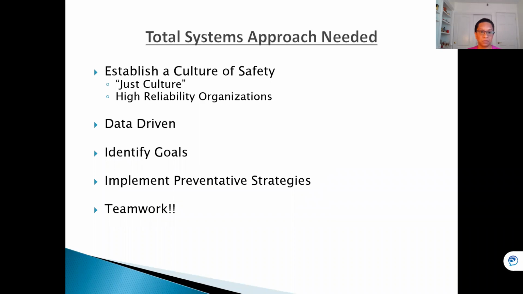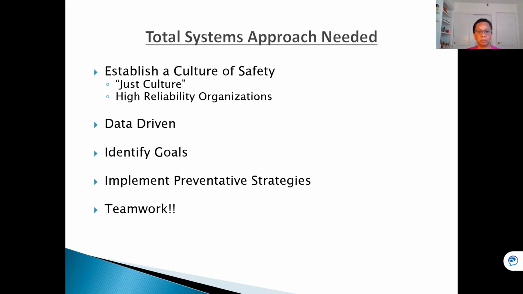So having a culture of safety, being data driven, figuring out your baseline, using the data to identify your goals and opportunities for improvement, so you can define success, because ultimately you have to report that back to leadership. You have to report that back to the board. It affects the bottom line and so forth.